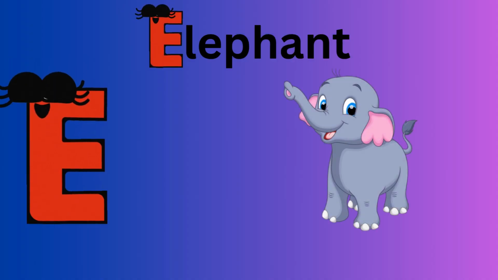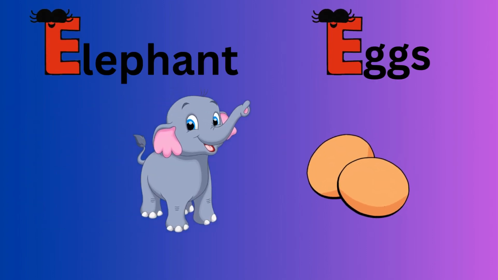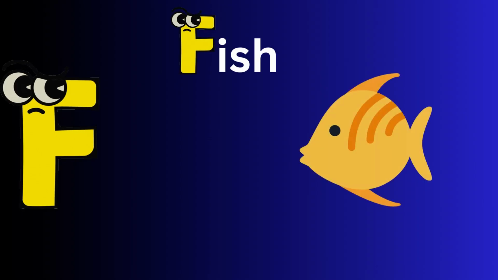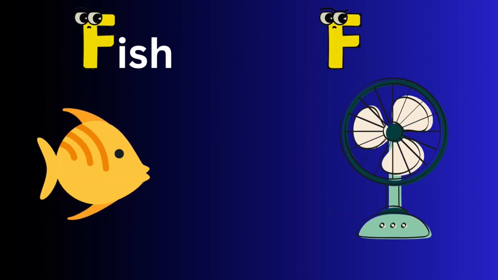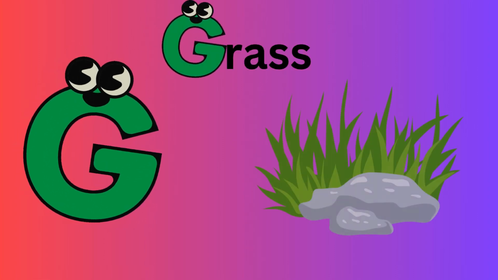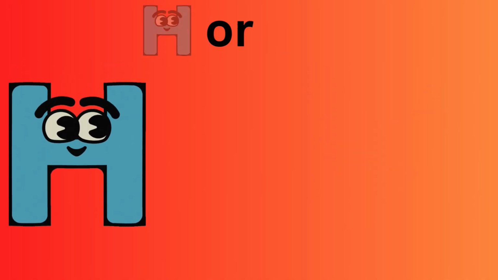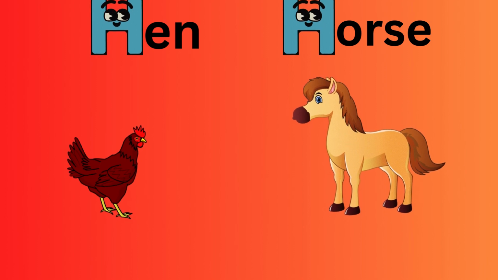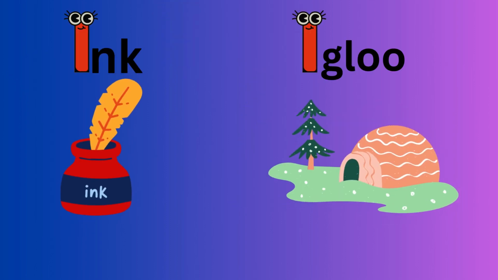E for elephant, E for eggs, E. F for fish, F for fan, F. G for goat, G for grass, G. H for hen, H for horse, H. I for ink, I for igloo, I.